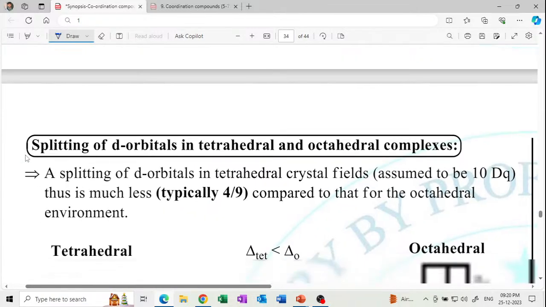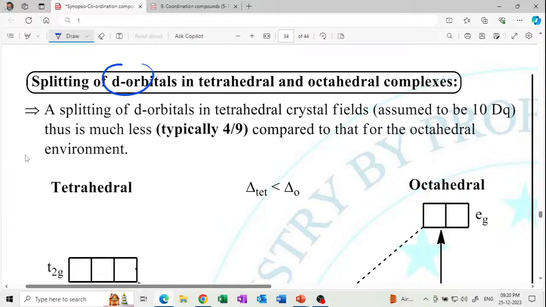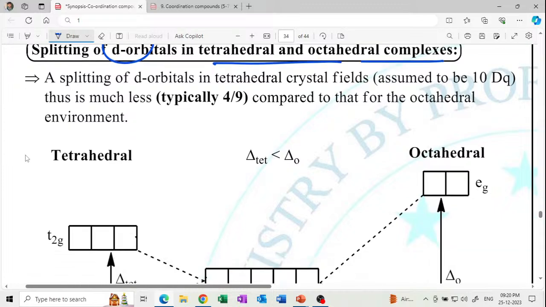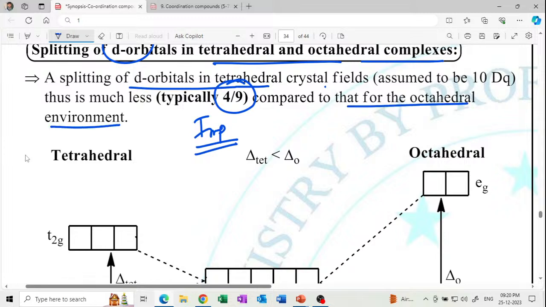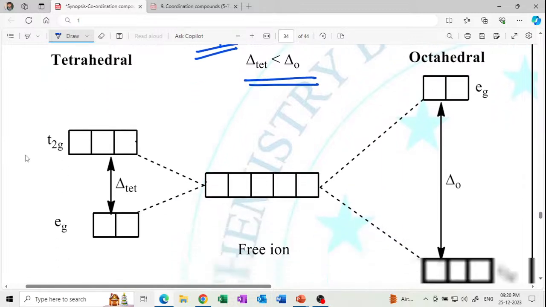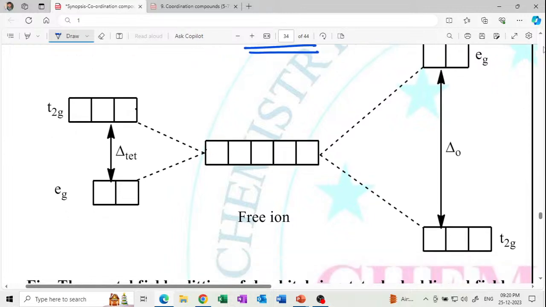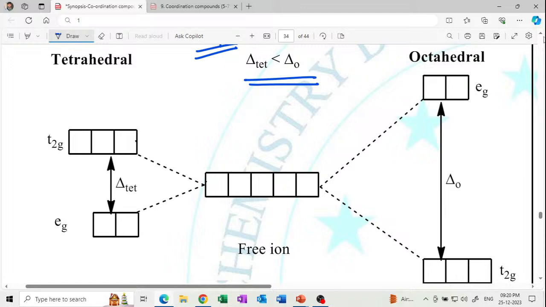Get it? So the splitting of the d orbitals in tetrahedral and octahedral complexes is typically 4/9. This is very, very important. 4/9 compared to that of the octahedral environment. As compared to octahedral, it is 4/9, and octahedral is greater than tetrahedral. So this is the diagram actually. So this is the tetrahedral.